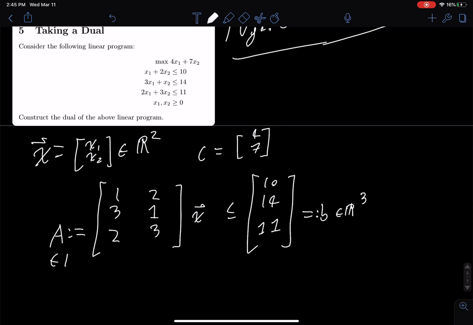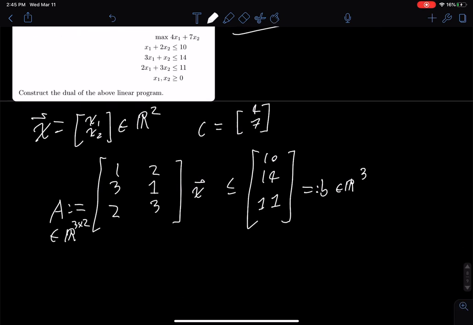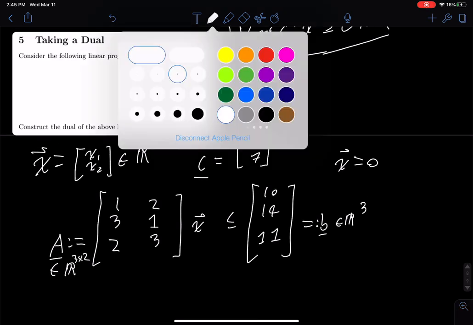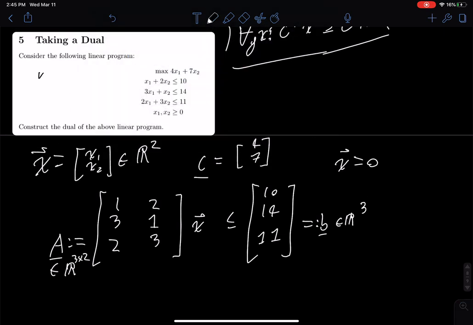B is an element of R3, and A is an element of R 3 by 2. Now, the one last constraint we're going to throw in is x is greater than or equal to 0. But by using this definition of C, A, and B, we have sufficient information to now express this system right here as just the maximization of c transpose x, subject to Ax is less than or equal to b, and x is greater than or equal to 0, which is the linear algebraic format that allows us to take the dual. What's the dual going to be?